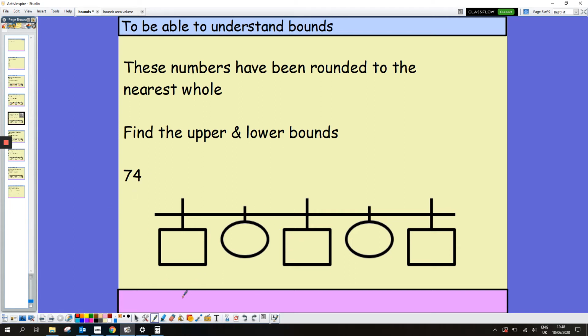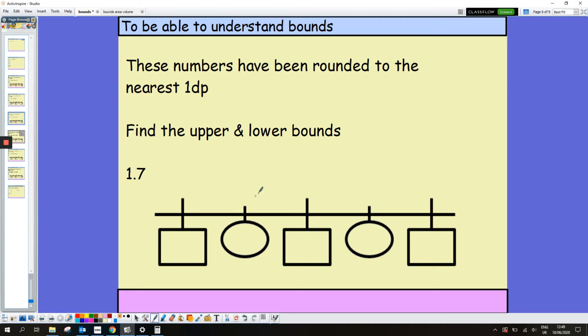So 74 in the middle. I'll try and stick to the colours to make life easier. And the pen work, there we go, 74. So one less is 73. One more is 75. So my upper and lower bounds are going to be 73.5 and 74.5. Okay, that's it for that question.